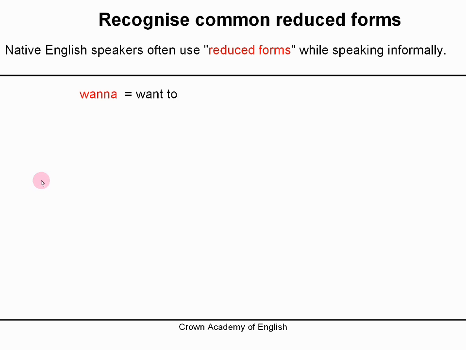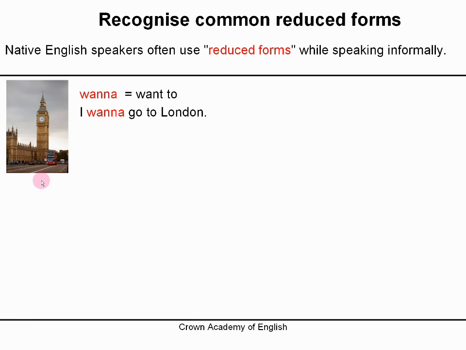Wanna, and this means want to. For example, a native speaker would say, I wanna go to London. And this means, I want to go to London. But when he's saying it quickly and informally, it sounds like it's one word, and he doesn't pronounce the letter T. So it's, I wanna go to London.